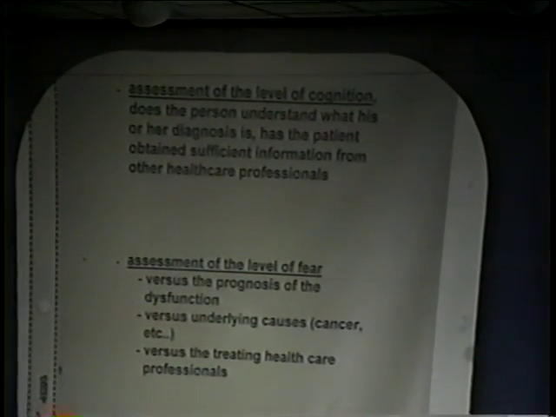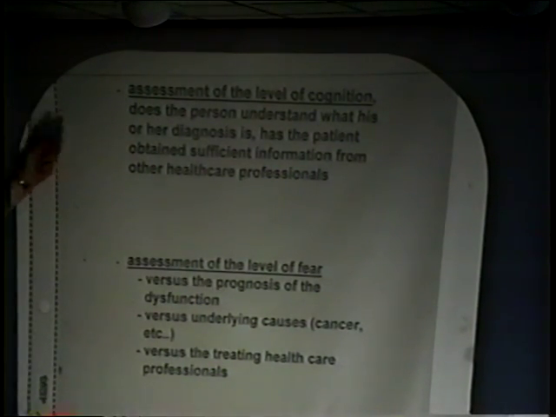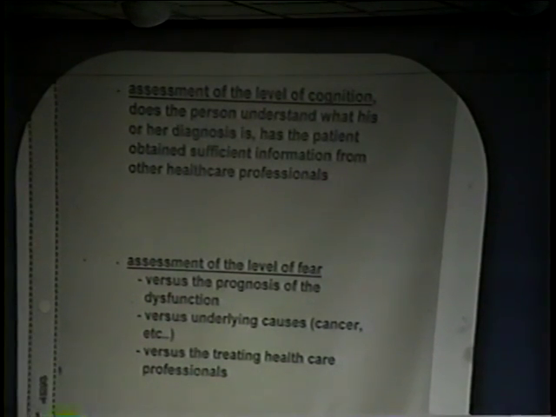Assessment of the level of cognition. If somebody comes to you with a low selectivity or is in an alarm phase, then we must find out if they know what's going on. Does the person understand what his or her diagnosis is? Has the patient obtained sufficient information from other healthcare professionals? Sometimes what I see, if somebody comes into my clinic, is that a person is not informed at all about what's going on. And I think that a patient should be informed. They should know what's going on. So we must find out, is the patient informed or is the patient in limbo?